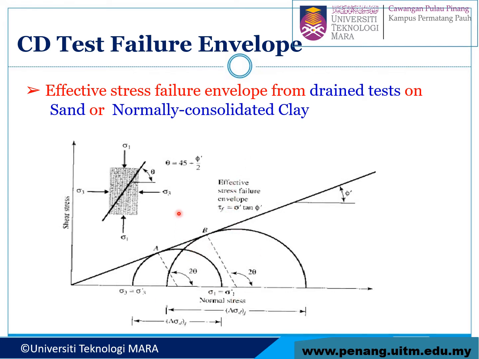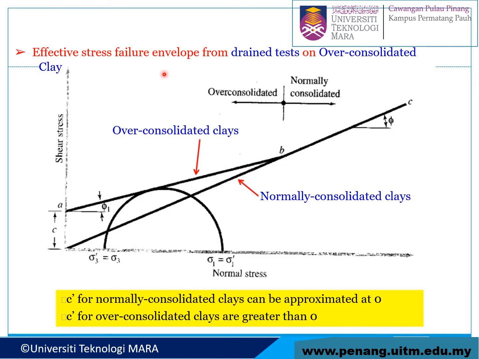So you have to know that this one is for CD, the effective stress failure envelope. Look at this effective stress failure envelope from a drained test on overconsolidated clay. For overconsolidated clay, the c maybe will be greater than 0, and then you have the phi angle. For normally consolidated clay, you will have the cohesion value, but maybe the angle of friction is approximately 0 degrees.